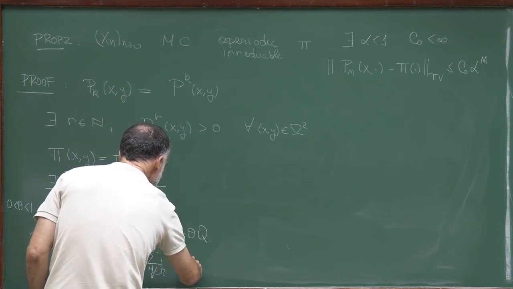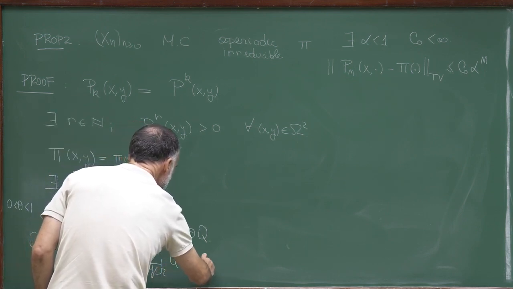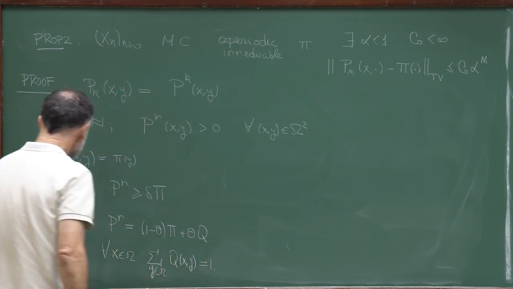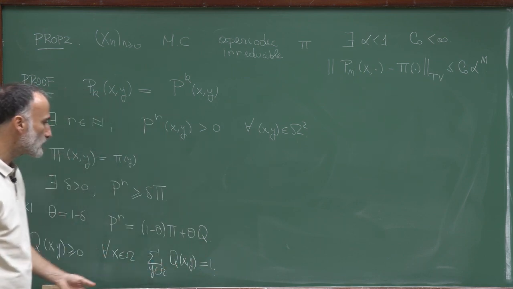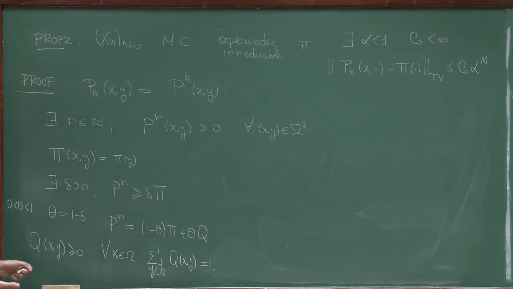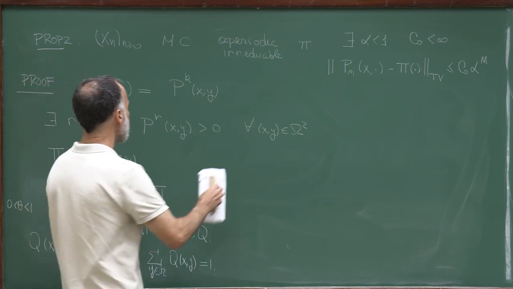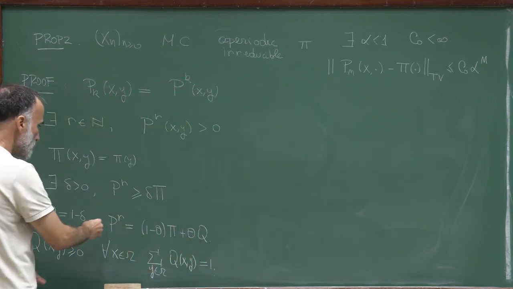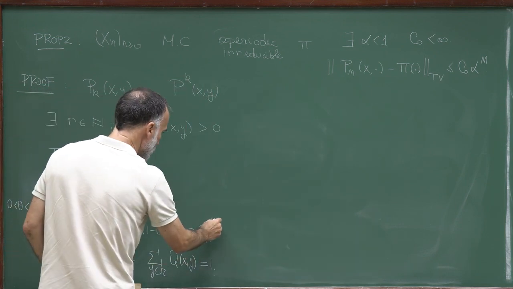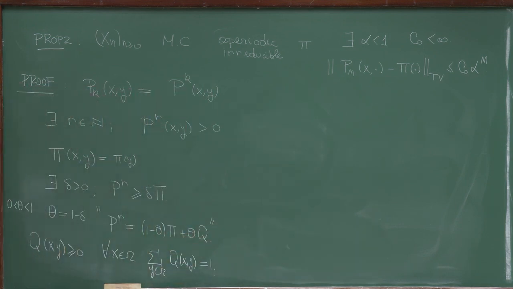So the sum of Q(x,y) is equal to 1. So Q is non-negative, and the sum is equal to 1. This means that Q is a transition matrix for a Markov chain. So that's fine. So this is the definition of P.